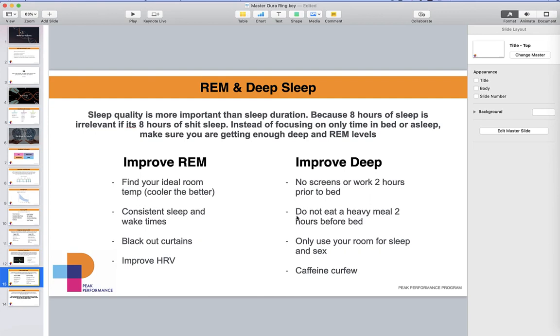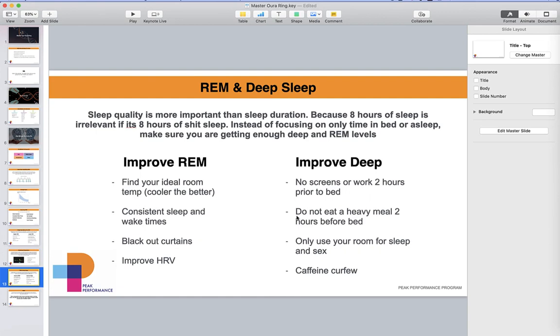And this is how, if you're not getting the ideal levels, these are certain variables that you can work on in order to get the metrics that you want. So sleep quality is more important than sleep duration, because 8 hours of sleep is irrelevant if it's 8 hours of bad sleep. So instead of focusing only on the time in bed or time asleep, make sure you're getting enough deep and REM levels.